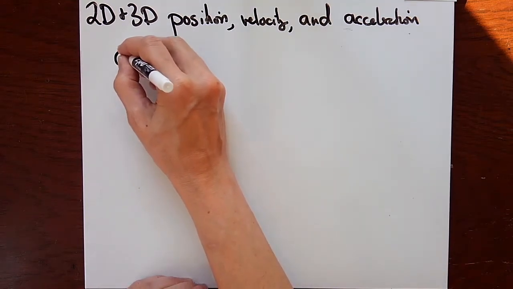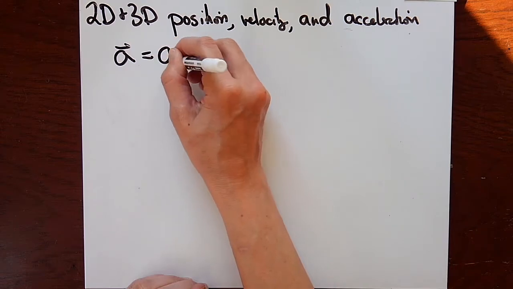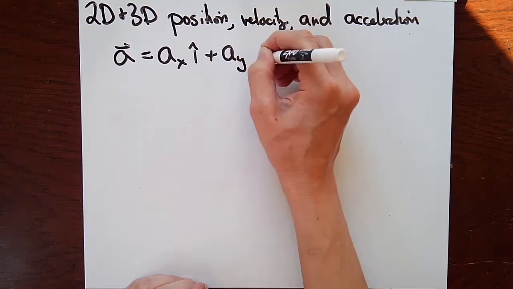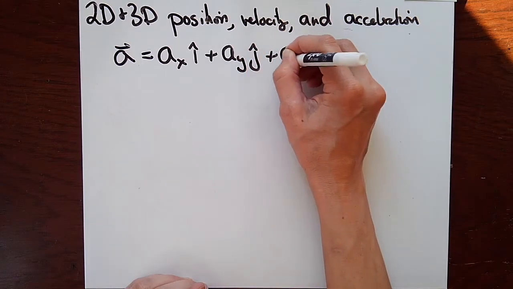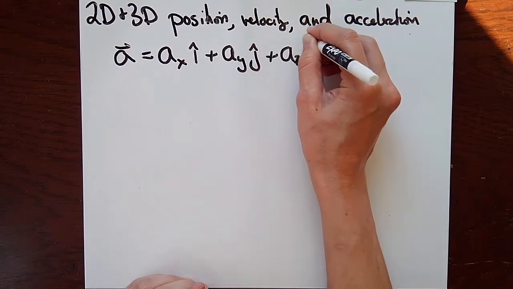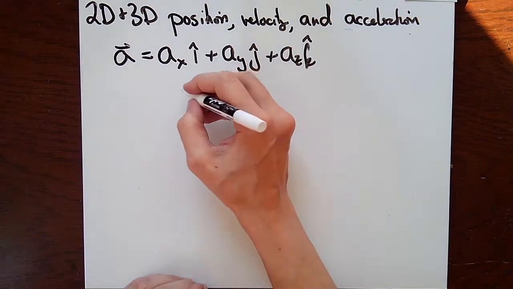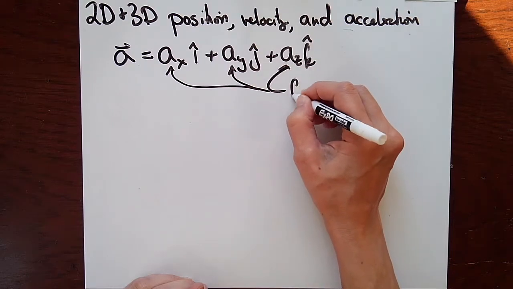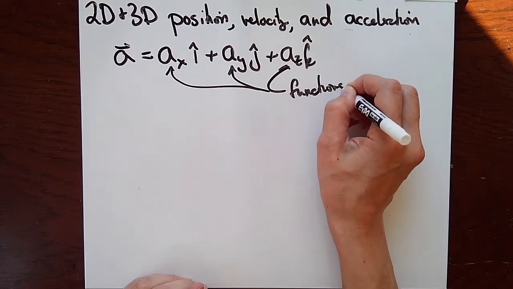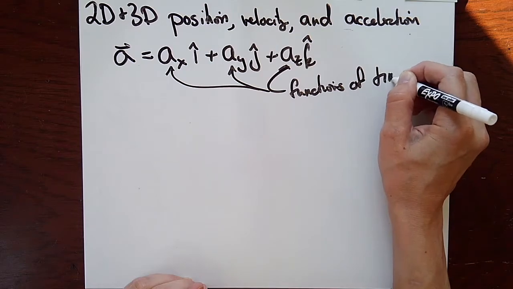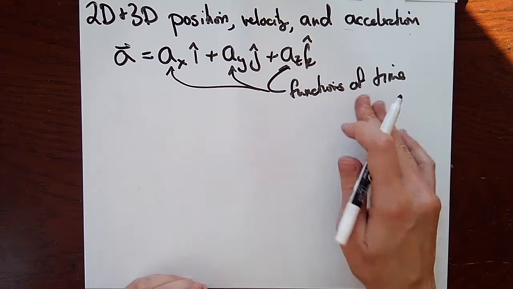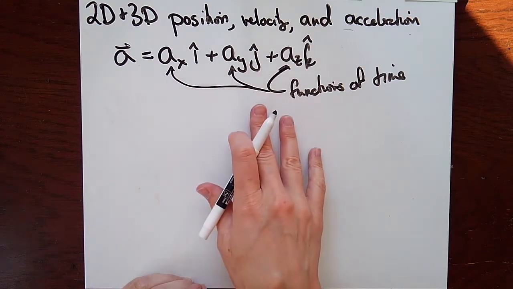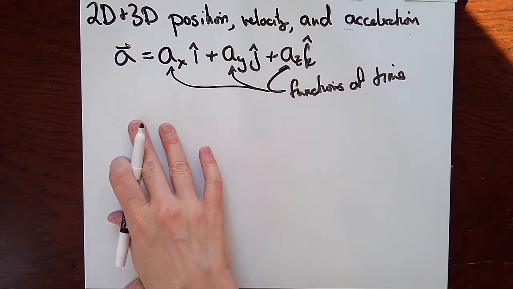So when you've got acceleration, you can split this up into the x piece of the acceleration and the y piece of the acceleration and the z piece of the acceleration. And of course, in general, these guys are going to change with time. That is, they're going to be functions of time. And if that happens, then we have to go and do integrals of the acceleration to find the velocity, and then integrals of the velocity to find the position.